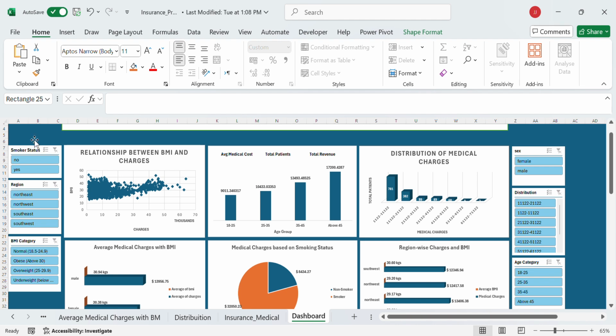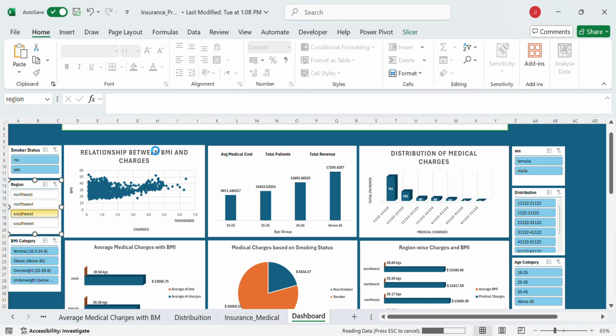Now since we need to interact with the dashboard, we'll just see what metrics we need to know. Right now we can see regions are there. Okay, so I want to inspect more on the southeastern region. So let me just click southeastern region.